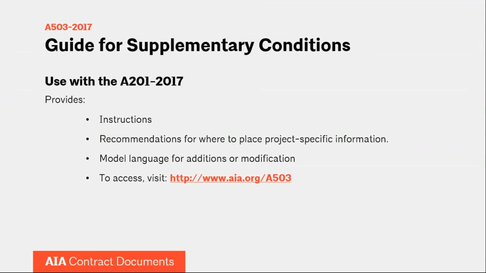And as you can tell from just the first part of this presentation, preparing the A201 document can be quite a challenge. The AIA also publishes a guide for supplementary conditions, which provides guidance and model language for unique project issues in both the general conditions and the owner-contractor agreement. So let's say, for example, that the owner is an entity that is tax exempt for some purpose. Maybe they're a school or a religious structure. There is language in the A503 guide for supplemental conditions that you can pull into your A201 to take that nuance into account.